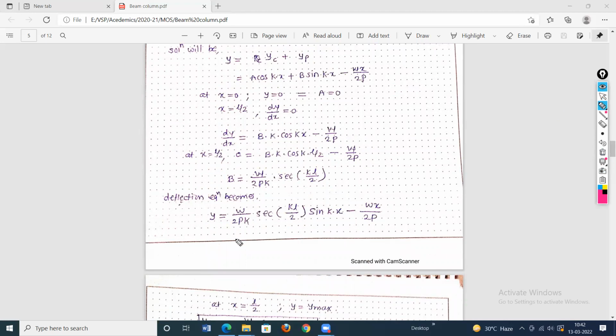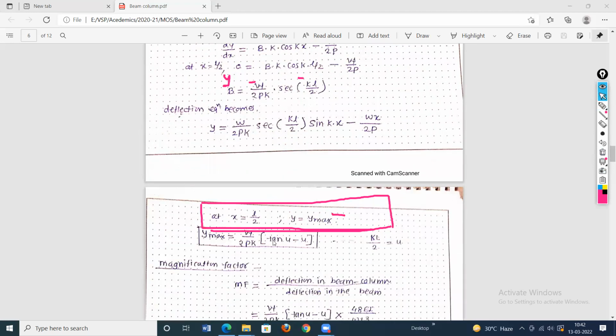So therefore, the deflection equation becomes this. Y equal to, basically this is the equation for y. In this equation, substitute A equal to 0 and B equal to this particular value. We'll get this equation for deflection, which is a function of x. Substitute any value of x, and you will get the deflection.